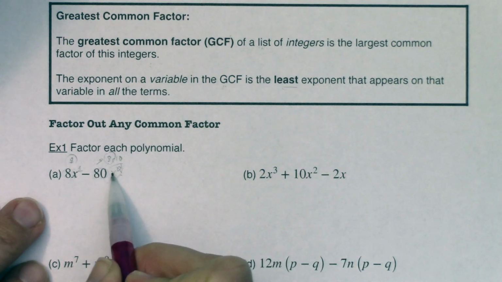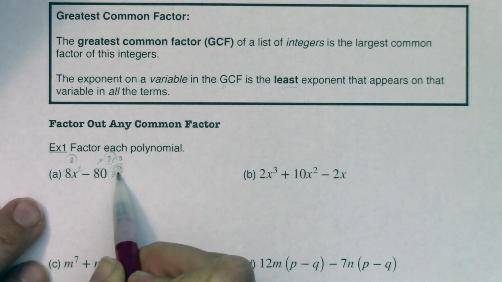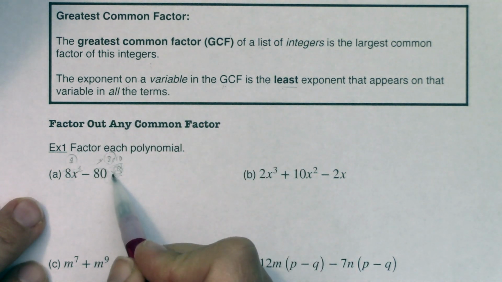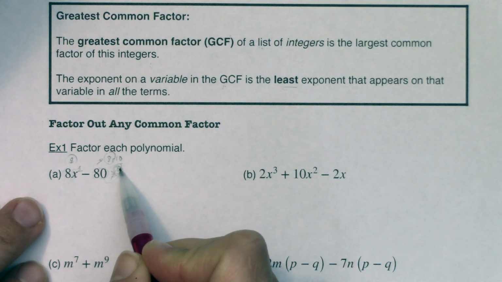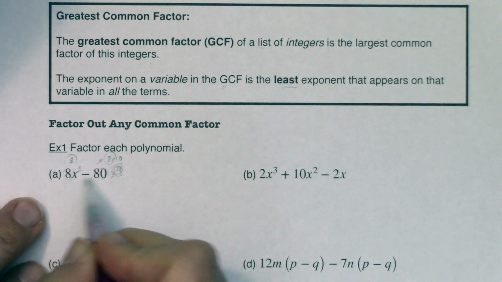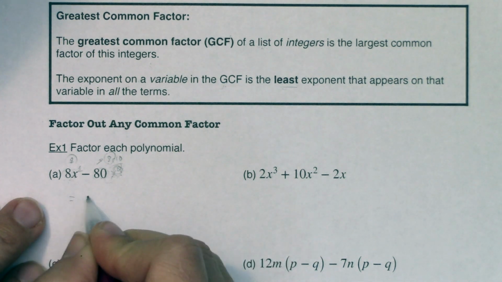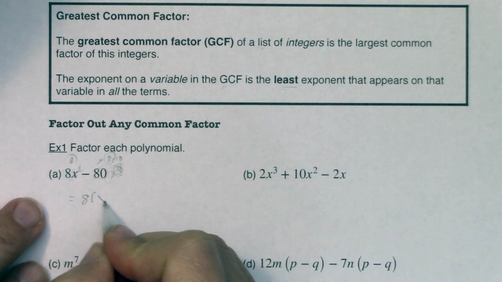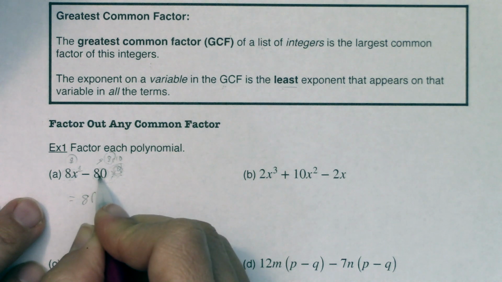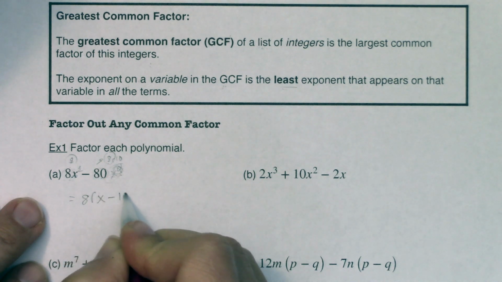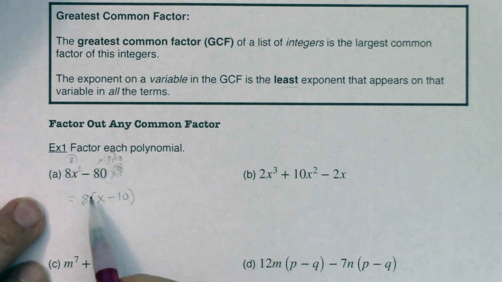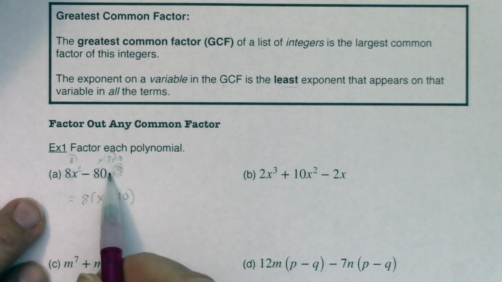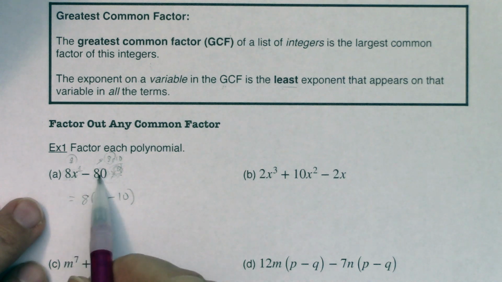So x to the 1, x to the 0, 0 is the least exponent, so that's what I'm going to quote unquote factor out. That's part of my GCF. But on top of that, anything to the 0 is 1. So ultimately, my greatest common factor here is 8. When I remove the 8 from 8x, I'm left with x. When I remove the 8 from negative 80, I'm left with negative 10. So I can factor out this GCF of 8, the greatest common factor between 8 and 80.